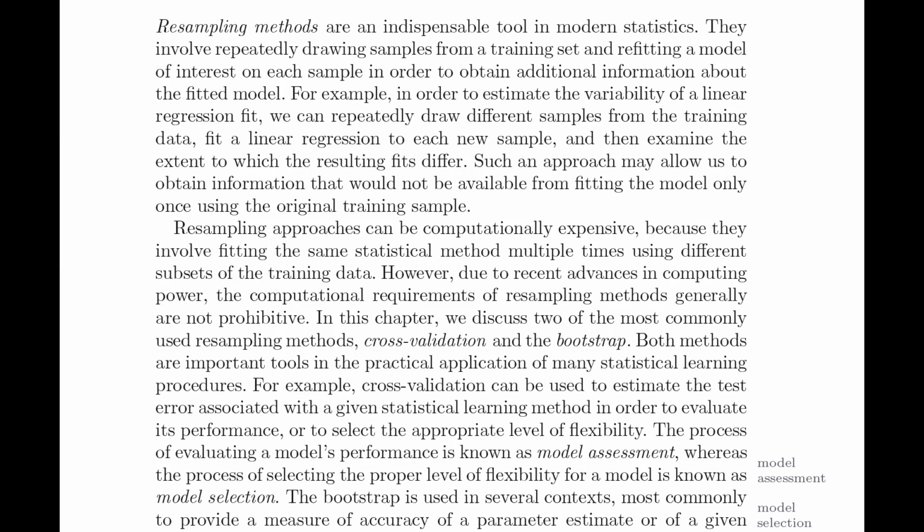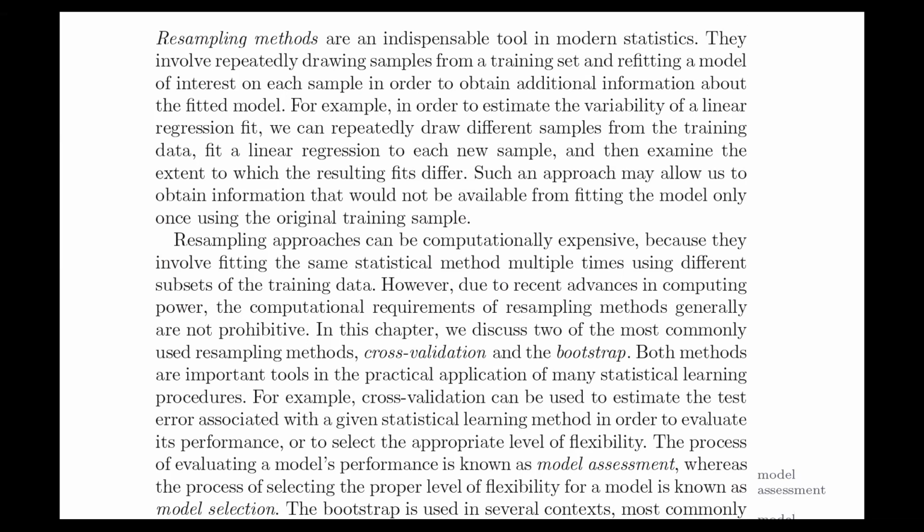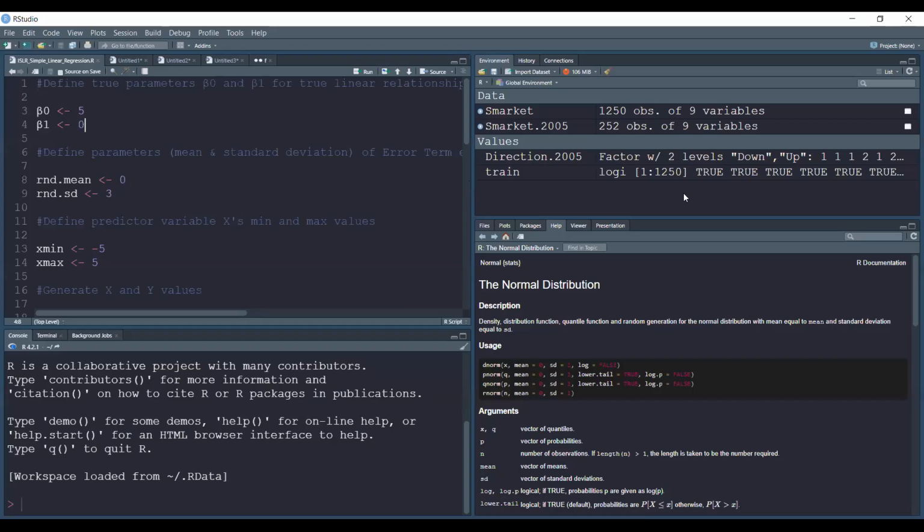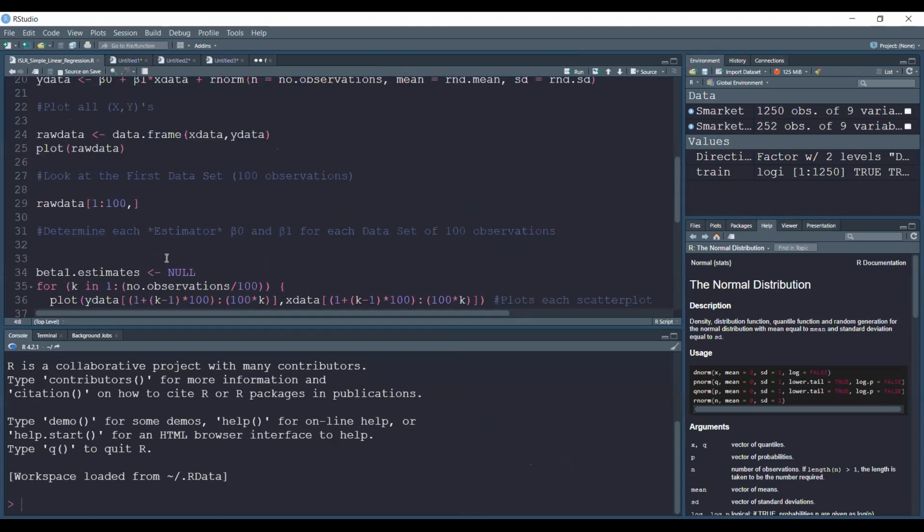In order to estimate the variability of a linear regression fit, we can repeatedly draw different samples from the training data, fit a linear regression to each new sample, and then examine the extent to which the resulting fits differ. And I'm going to open RStudio. I may have the script for what we had done during chapter 3, which is quite similar to what we've just read over here. And it was this one, right? Let's see. At least I think it was this one, yeah.